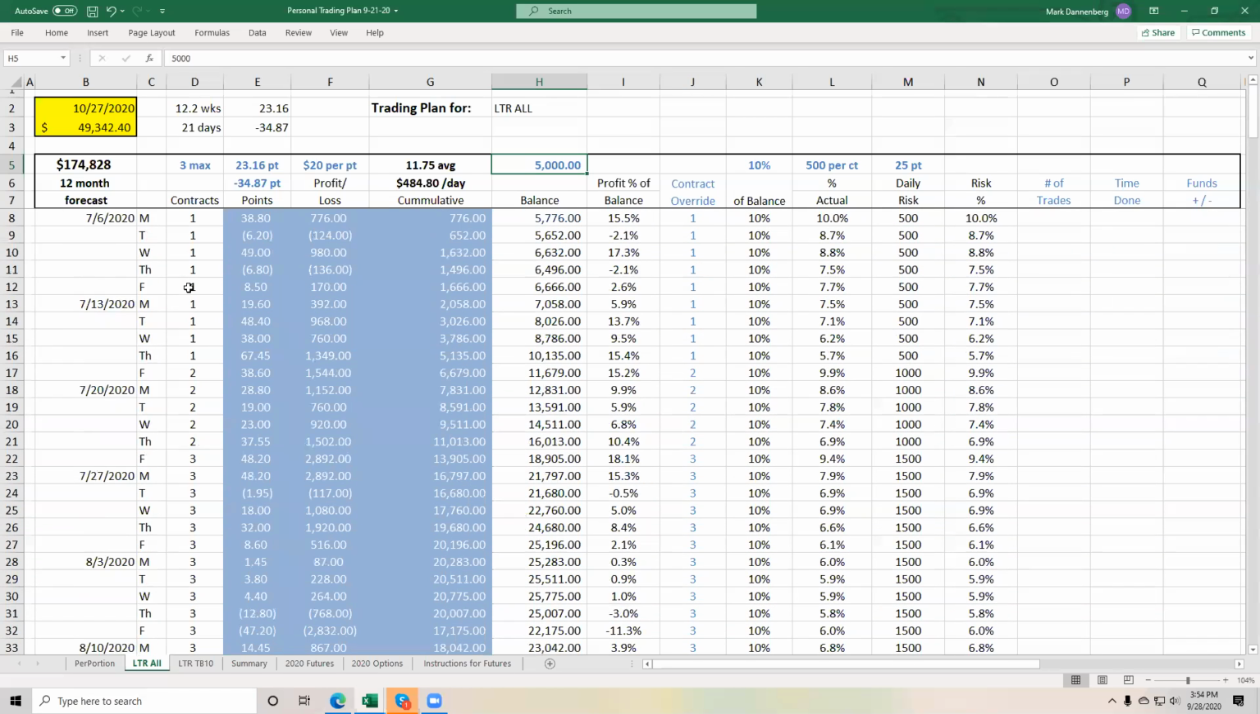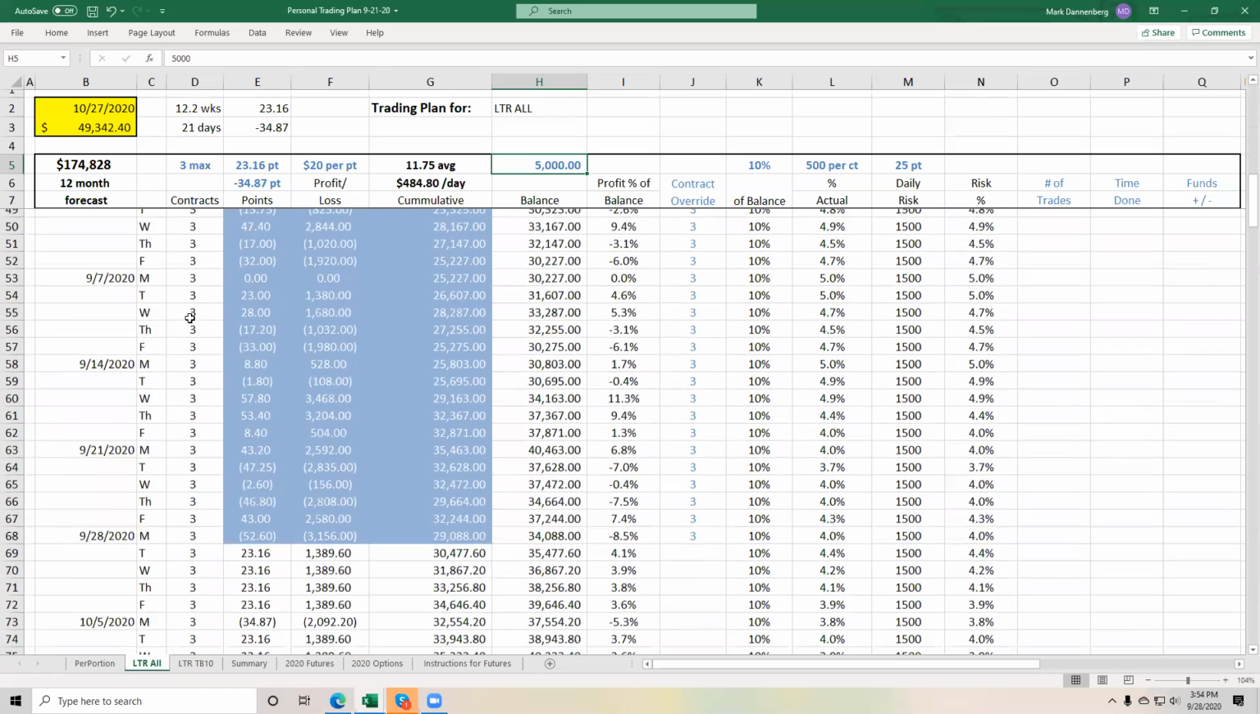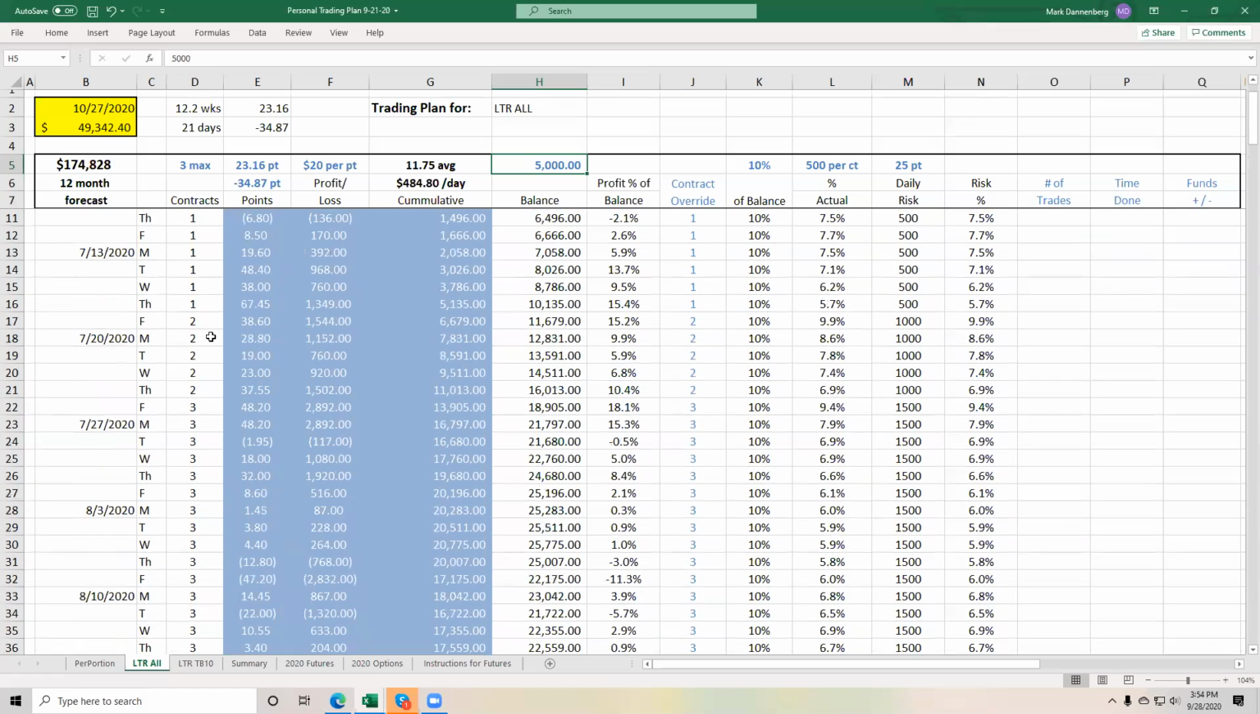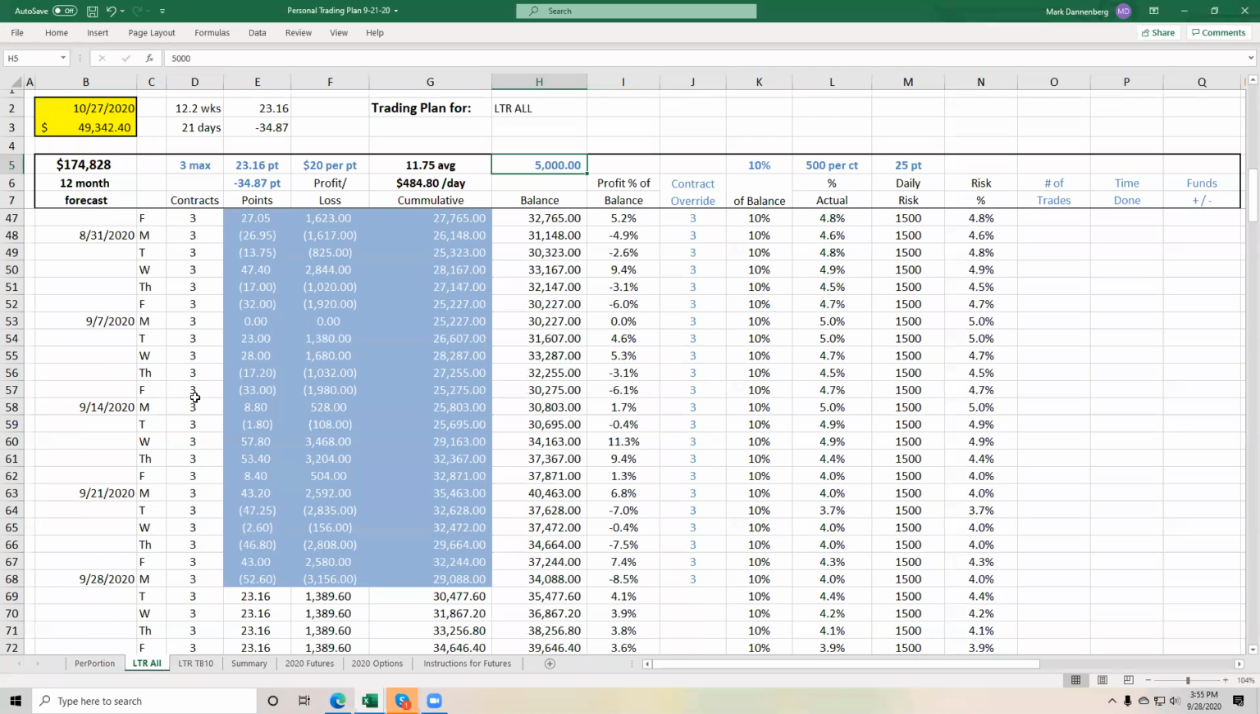If I scroll back here, you can see we started with 1 contract back on July 6th. Then it scaled us up to 2 contracts because of the growth of the account. And then we've been at 3 contracts ever since Friday, the week of July 20th. Okay, so we're at 3 contracts.